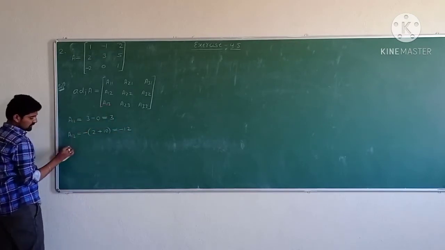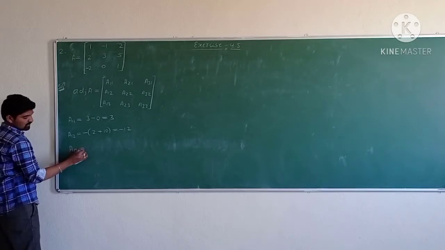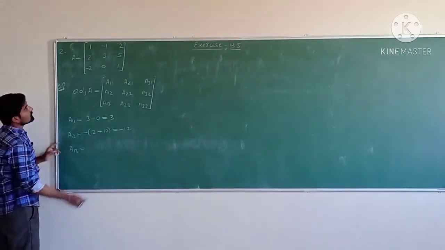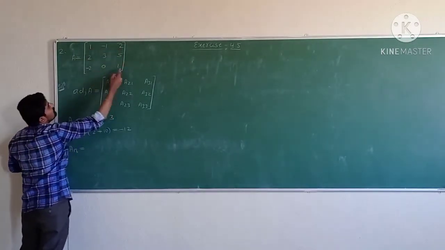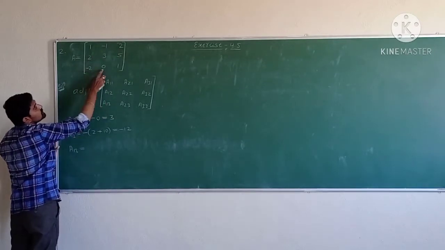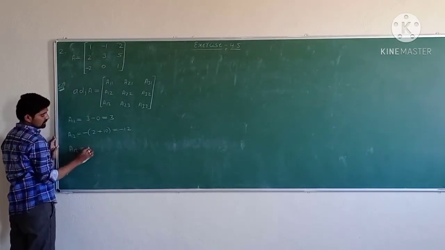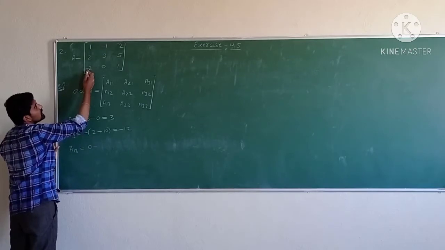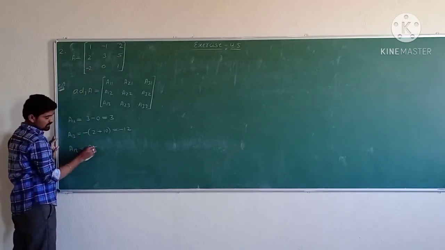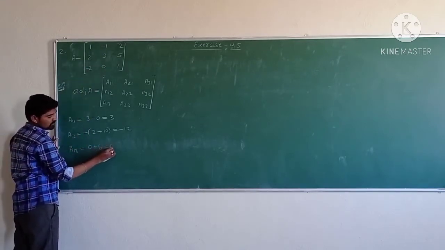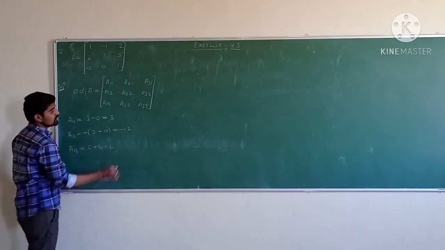And next A13 is obtained by deleting the first row, third column. Remaining elements 2, 3, minus 2, 0. 2 into 0 is 0, minus minus 2 into 3 is minus minus 6, that is plus 6. So 0 plus 6 is equal to 6.